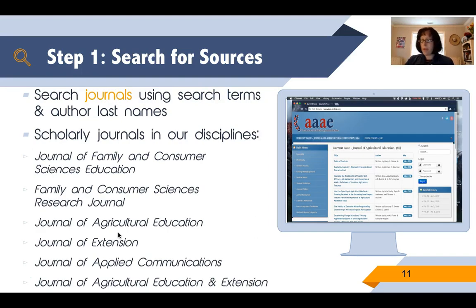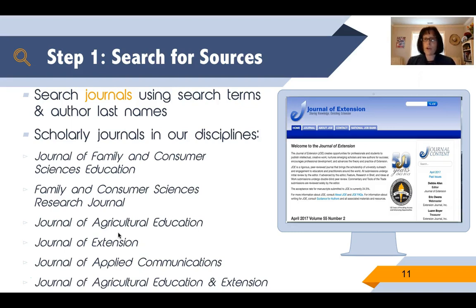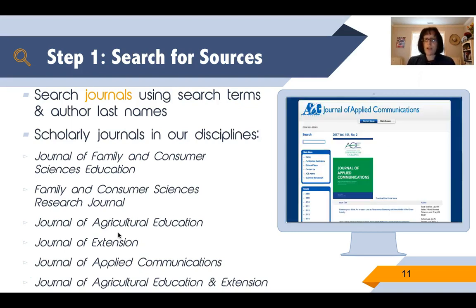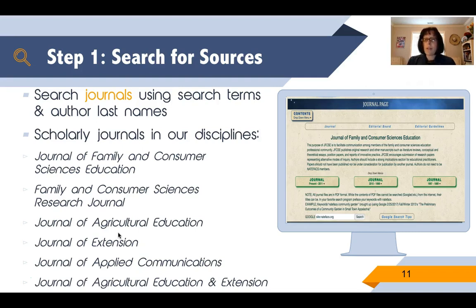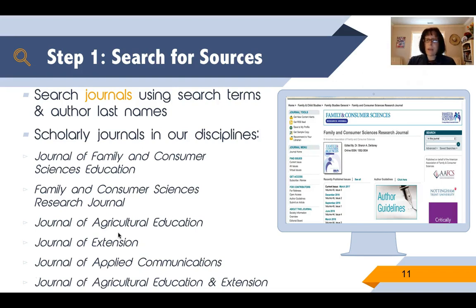So one place I would recommend is to use your search terms and create queries for the journals that are relevant to your research problem and objectives. Some of the journals that are very popular in our disciplines would include the Journal of Agricultural Education, the Journal of Extension, the Journal of Applied Communications, the Journal of Agricultural Education and Extension, the Journal of Family and Consumer Science Education, and the Family and Consumer Science Research Journal.